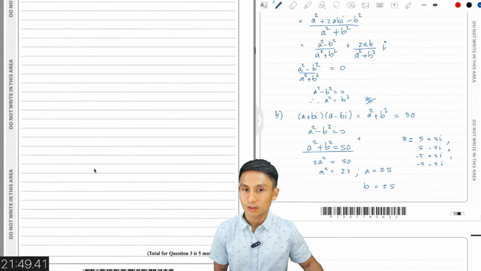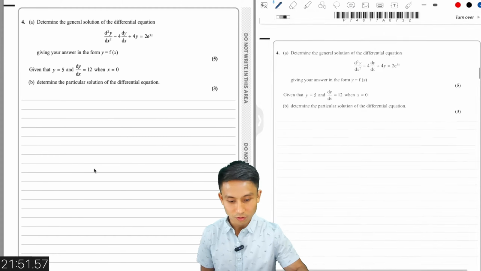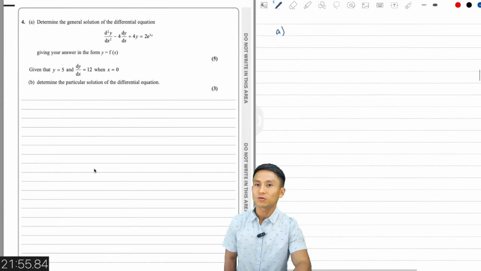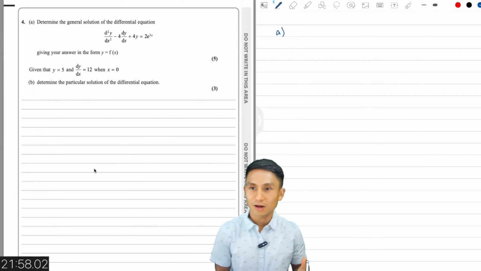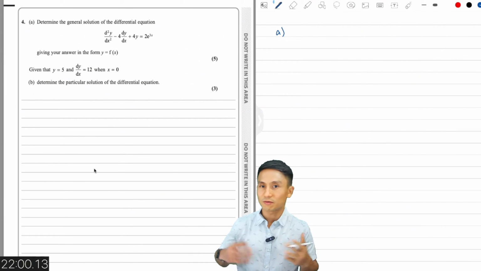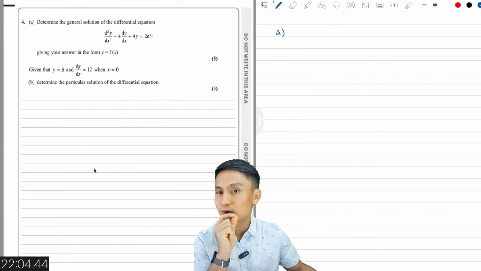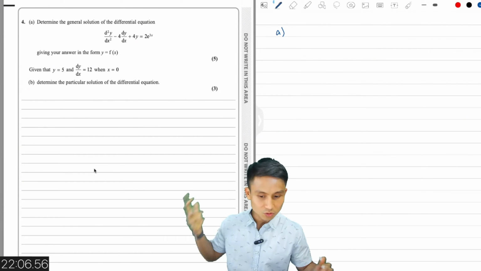Hang on. Number 4. Determine the general solution of the differential equation, giving your answer in the form y equals f(x). So this is the general solution. We need to find the particular integral as well. Let's do that first, right?